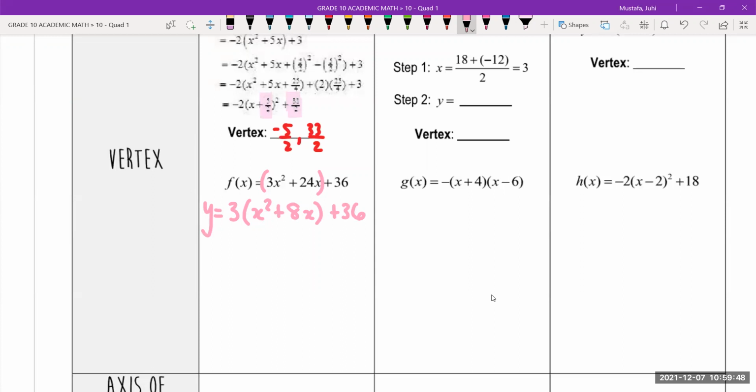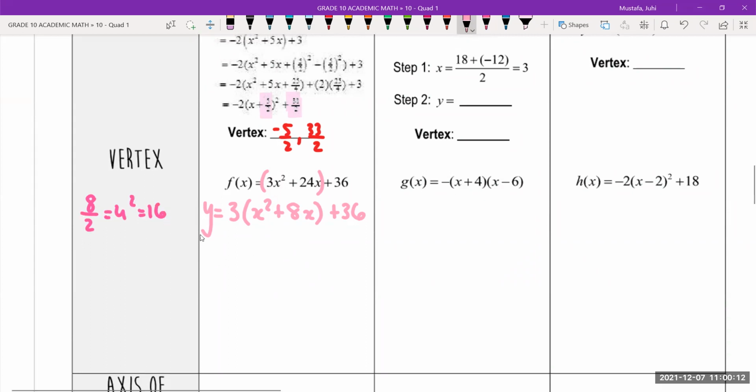You guys remember what we do next? You do remember, Najib. You take the 8 and then what do we do? Good. So we're going to take the 8. I'll just go over to the side over here. It's going to be 8 divided by 2, which is 4. And then 4 squared is going to be 16.